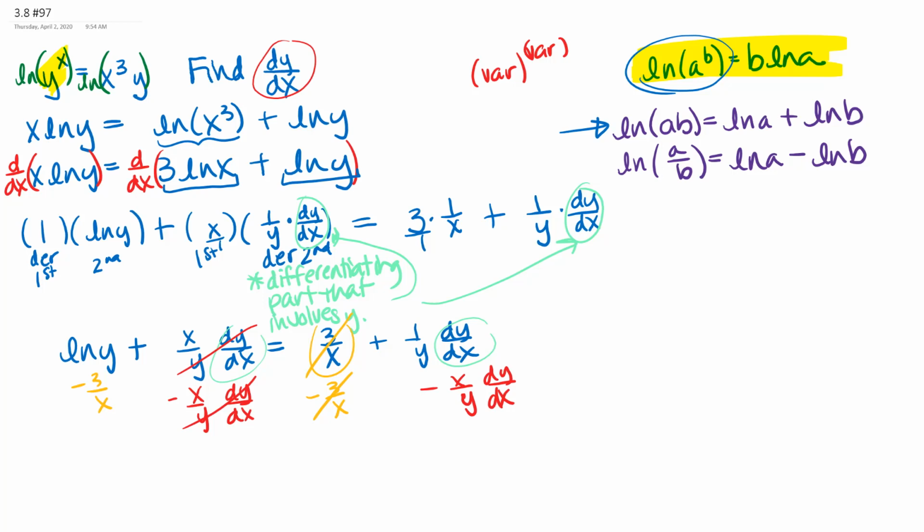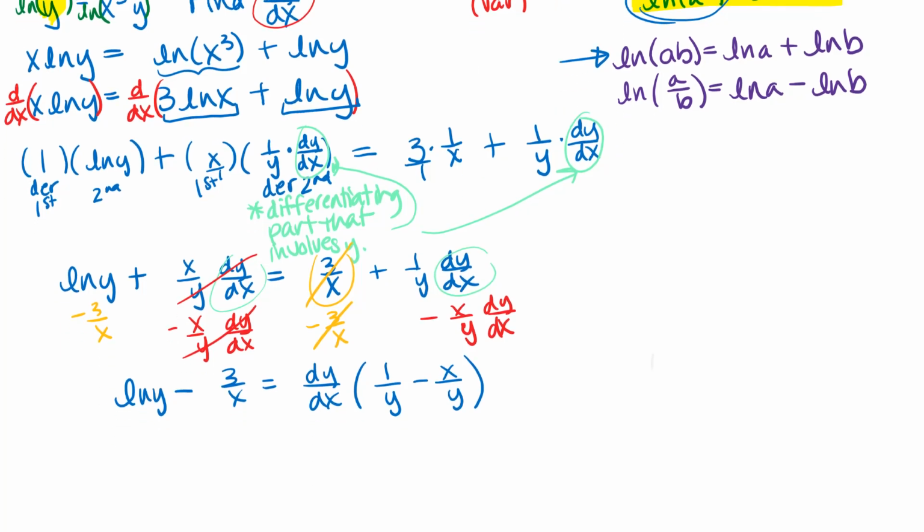Okay, so what do we got here? ln y minus 3 over x equals, all right, and then on the right side I'm going to go ahead and factor out the dy/dx. And I'll be left with 1 over y minus x over y. And then I need to finish and solve for dy/dx.